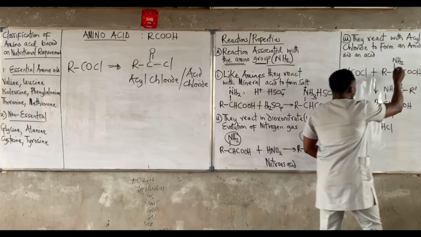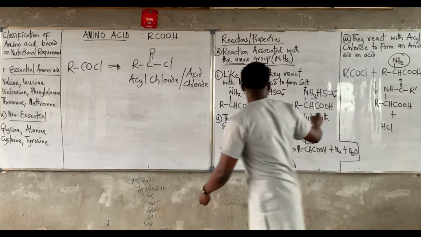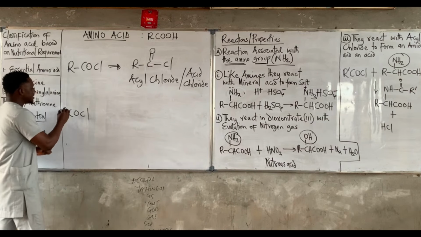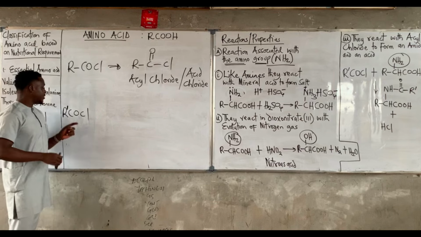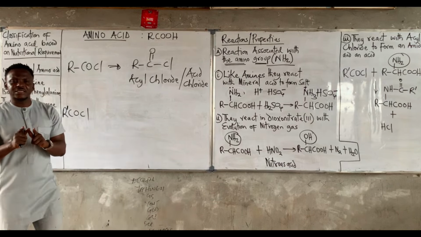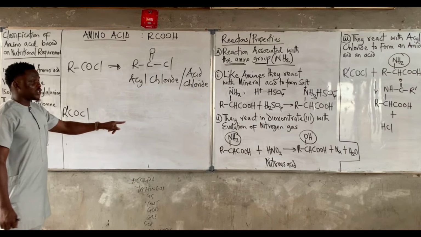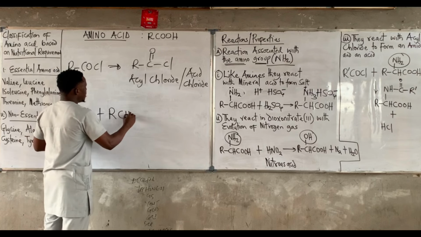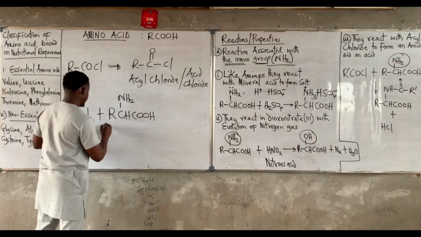Now remember, the reaction is based on NH2, so we are really interested only in NH2. So let's see how this reaction took place. So I'll come here and write this. I'll say RCOCl. Now why am I using R here? I want to put a stroke here because there is also R in the amino acid. Now the reason why I'm putting this R here is so that you can actually differentiate the R that is coming from the acid group and the R that is coming from the amino acid. So you have plus R CH NH2 COOH.